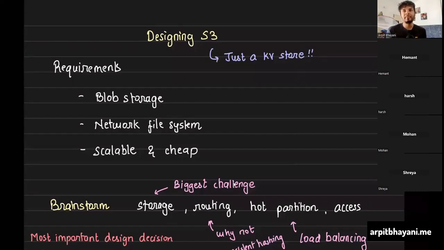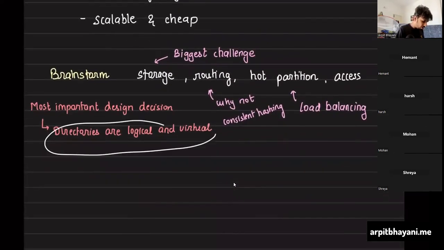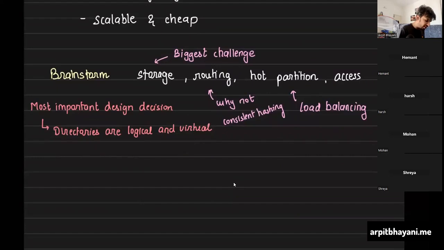So S3 is a key value store. What happens on S3 is your key is the file path that you have defined. The value is the file content that you are storing on S3. S3 is actually just a key value store, because the notion of directories on S3 is logical.